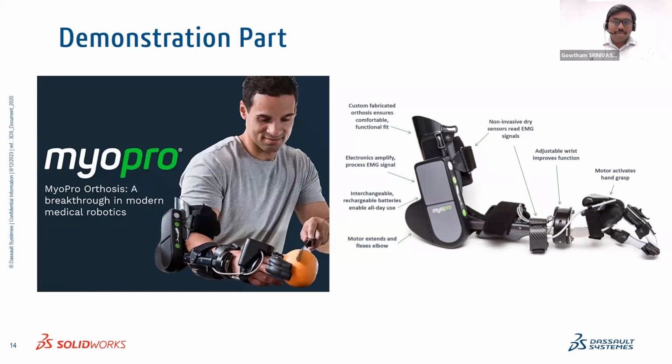So let me take you through how we can build a better plastic component, how to make sure our plastic part is manufacturable. So I took an example to elaborate more on that. The product I took to demonstrate today is the MyoPro. MyoPro is a robotic arm which will help a paralyzed person regain his hand activities.